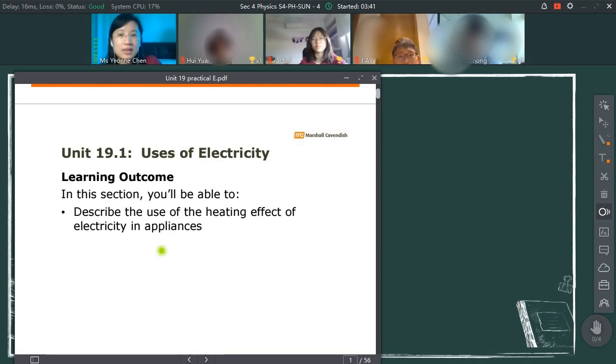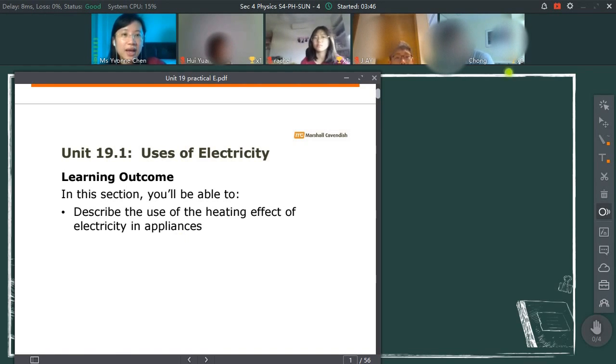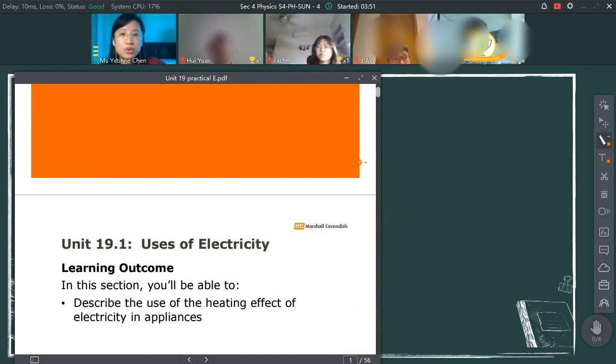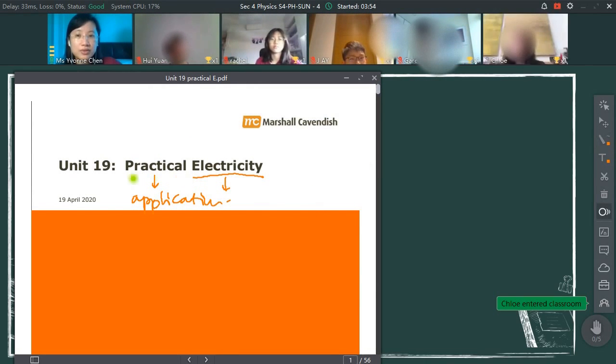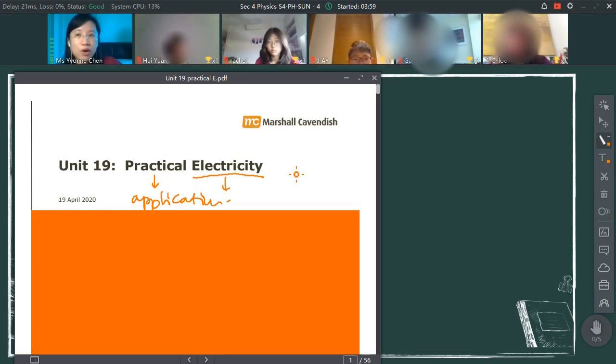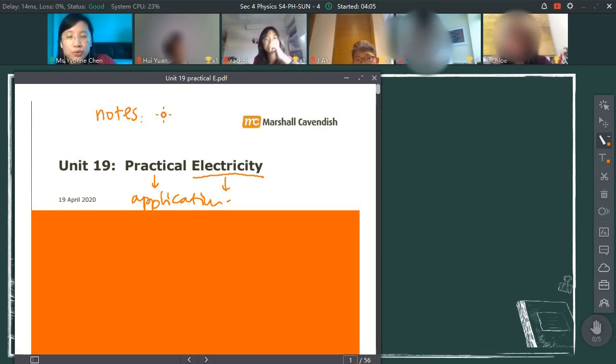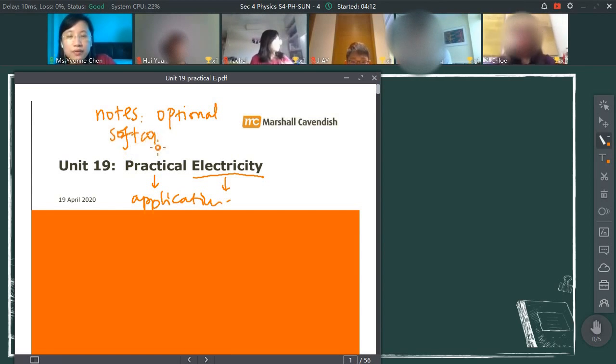For all the notes, if you don't want to print out the hard copy, hi Gareth. Hi. So basically what we are going to do is practical electricity today. I have uploaded the notes to the class chat. For notes, it's up to you whether you want to print out or not. I make it optional. Soft copy should be good enough. Hard copy is optional.